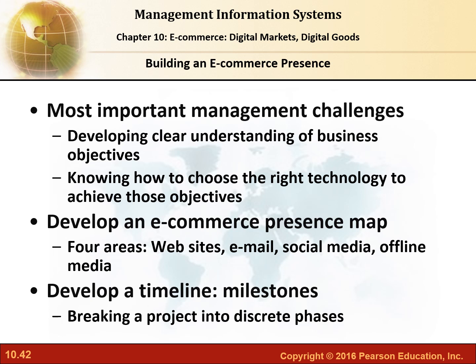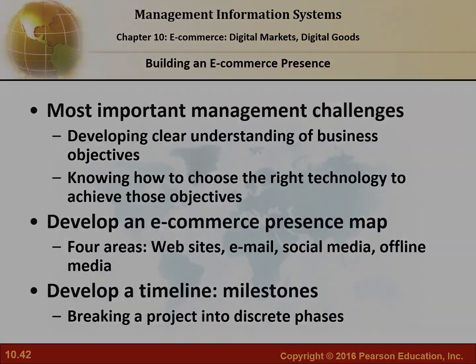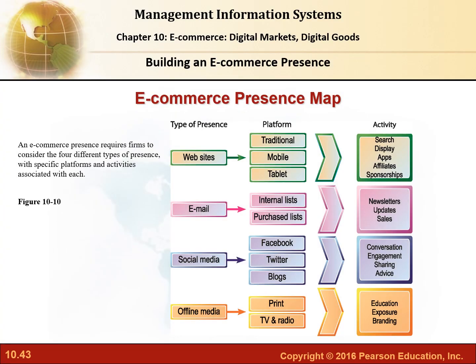Here: websites, email, social media, and offline media. Suppose you want to run a business or run electronic commerce. Of course you require a website, and you may engage through email marketing and social media marketing, and of course you should also use offline media. And you should develop a timeline or milestones, breaking your project into discrete phases, like when you will achieve what. So I'm discussing the idea here. You see the e-commerce presence map.